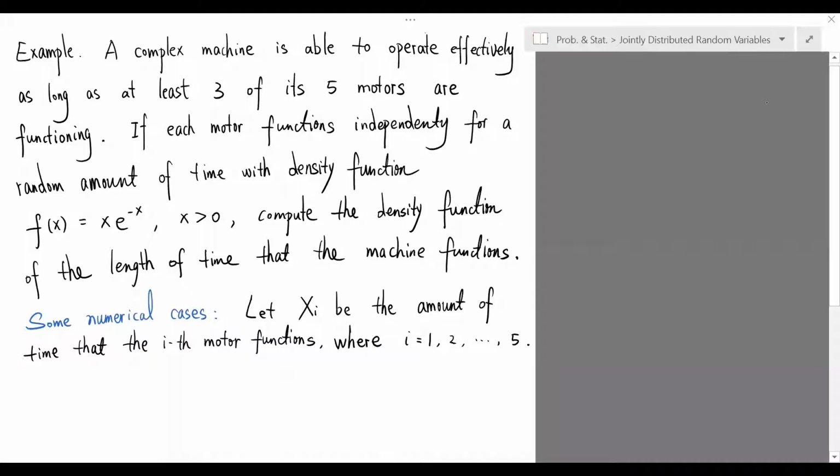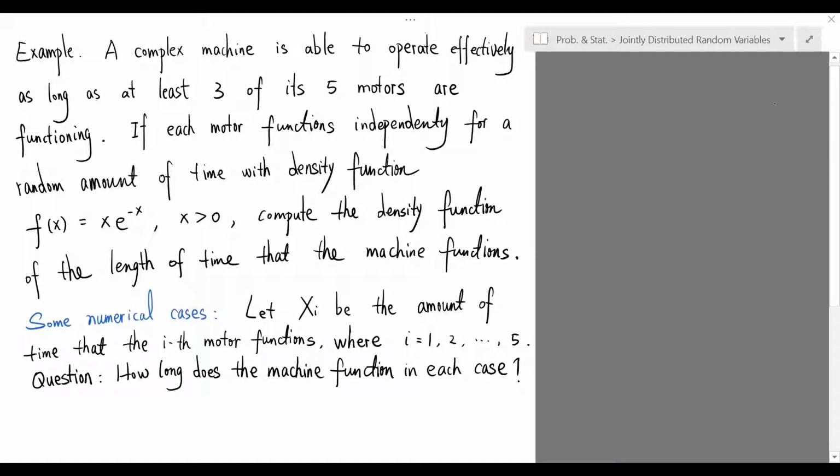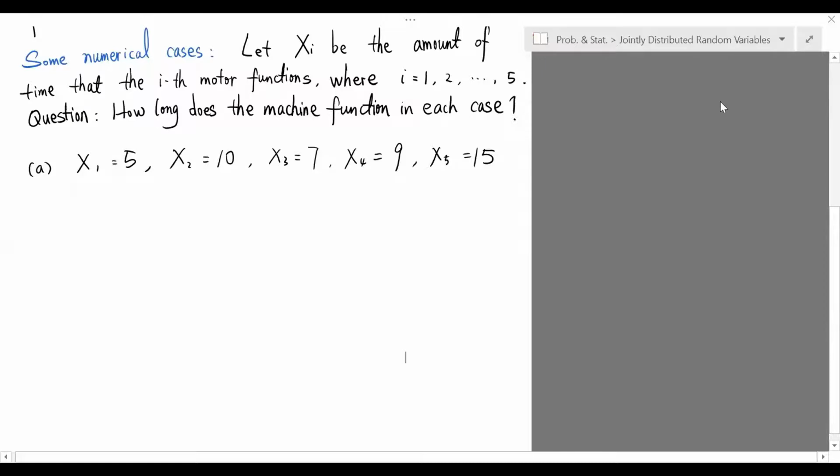Let capital X_i be the amount of time that the ith motor functions, where i is from 1 to 5. Question: how long does the machine function in each of the following cases? In case A, X1 = 5, X2 = 10, X3 = 7, X4 = 9, X5 = 15. That is, at time 5, the first motor stops running.